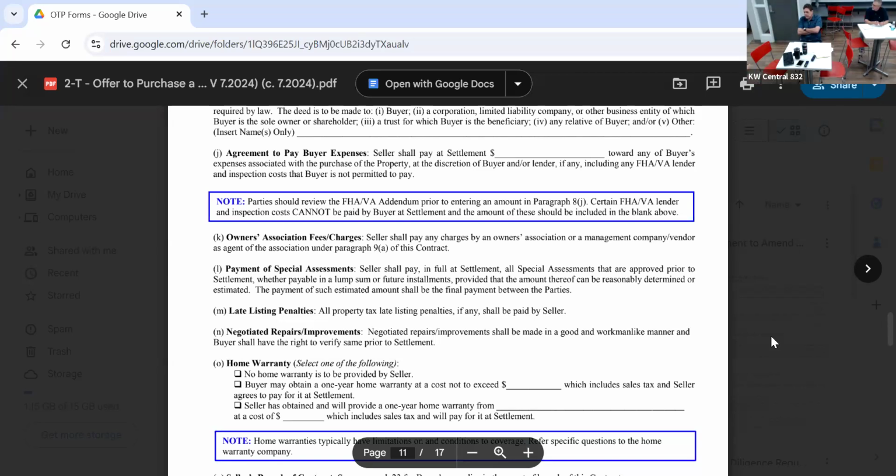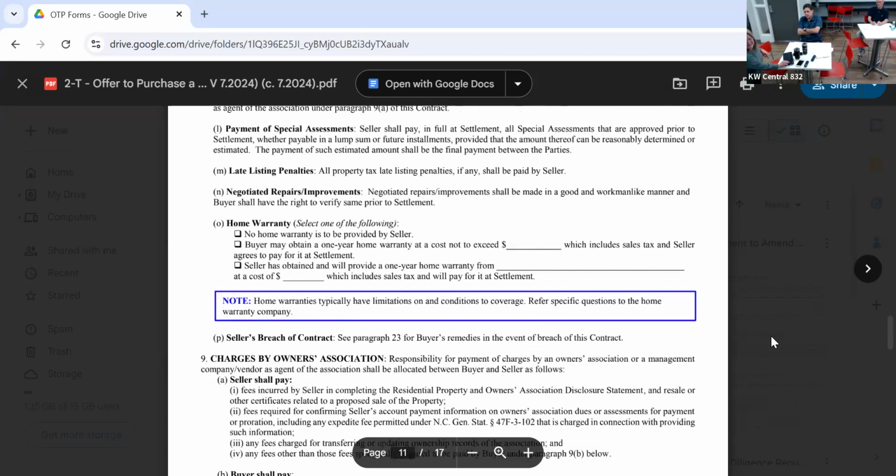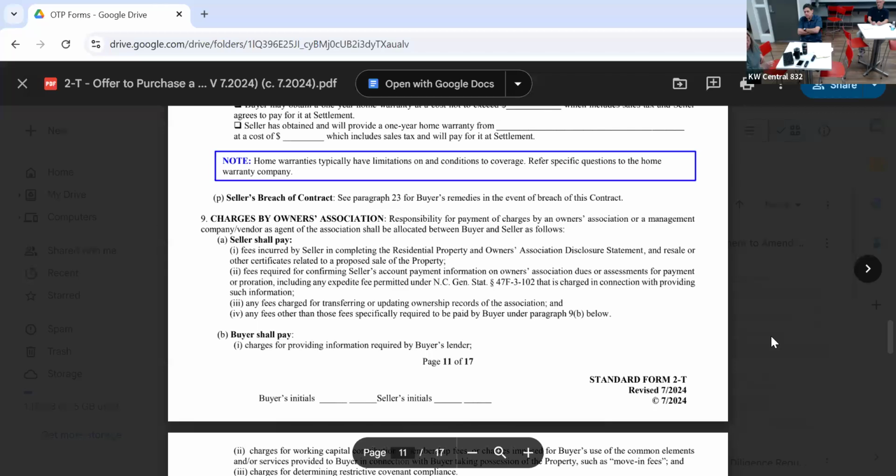Rate lock. Yeah. Right now, rate lock. Let's see, use a little girl voice back there. Home warranty either is or is not. Okay, here we go, Pete.